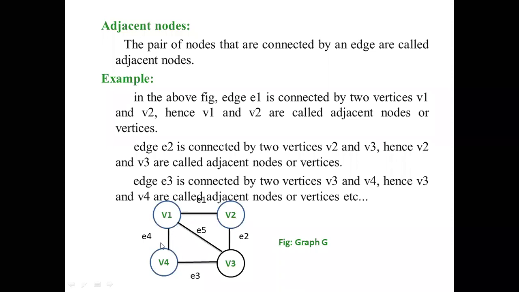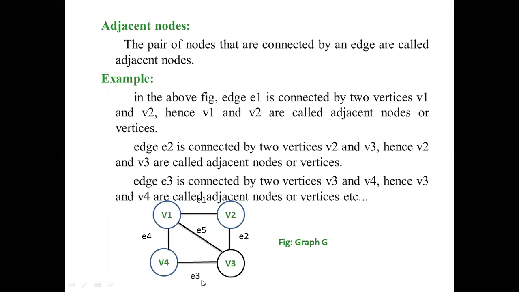In this graph, edge E1 is connected by the two vertices V1 and V2. These two vertices are called adjacent vertices or adjacent nodes. In the same way, E2 is connected by the two vertices V2 and V3. V2 and V3 are called adjacent vertices.